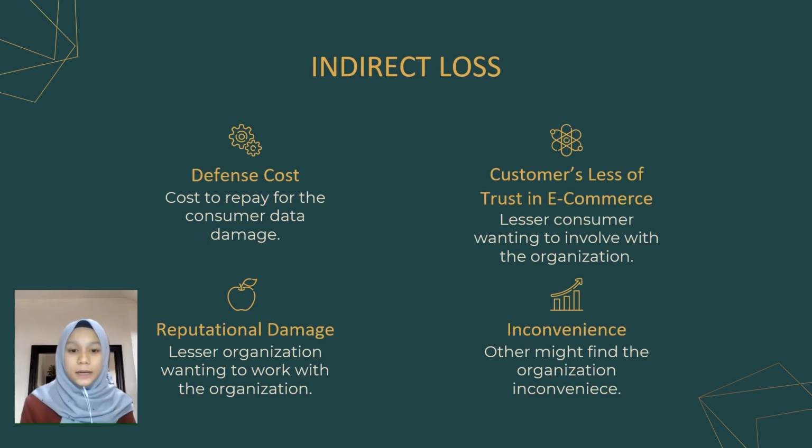While for indirect loss, the organization may take a few months or even years to feel the loss, which involves defense costs, less trust from customers, which then leads to reputation damage, and inconvenience. I assume inconvenience means that any individual from outside the organization, or other organizations, might, as much as possible, avoid having any relation with the organization, because they could not protect their information, both individual and employee information.